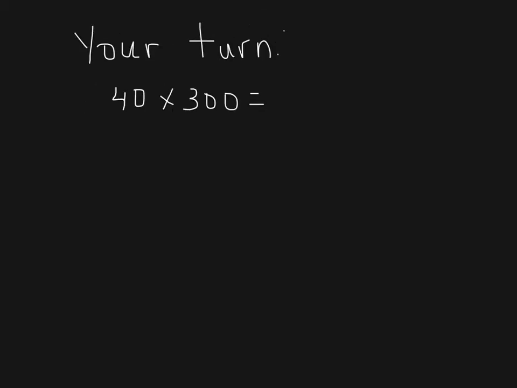Okay, now it's your turn. You're going to multiply 40 times 300, and I would like you to practice using the associative property. Even if you can look at this and you can get the answer right off the top of your head, I'd like you to use expanded form and parentheses, and then use the associative property to group all the tens together and the digits that aren't tens together.